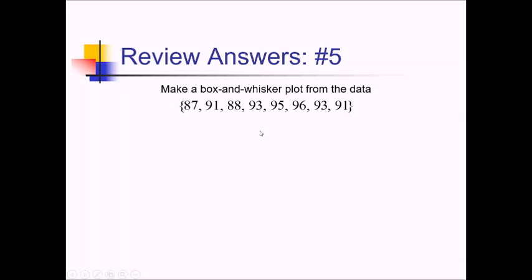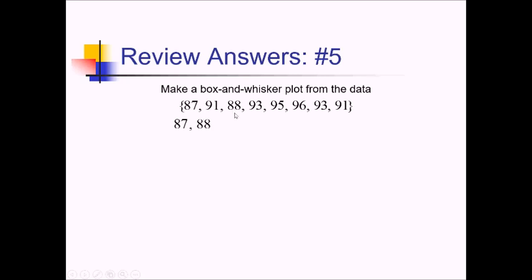For this one, we're trying to make a box and whisker plot from this data. So when you're making a box and whisker plot, first thing you want to do is sort your data so that you can easily pick out the median and then the lower and the upper medians. So sorting this out, our smallest number out of the list is 87. After that, we have an 88.